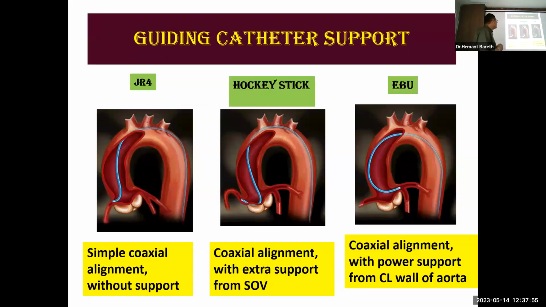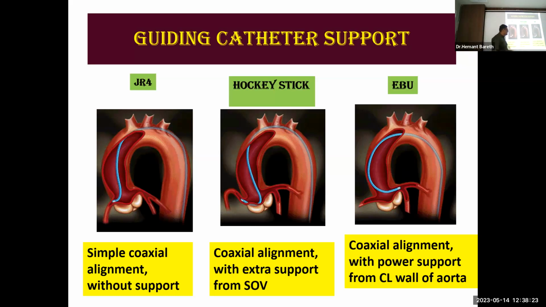Okay. So now, what is the proper guide catheter scale? So you see, this is JR4. There is no support from the contralateral wall. There is no support from the root of the aorta. But just the fact that this primary angle is sitting inside, there is a simple coaxial alignment without support. So this is what happens with JR.